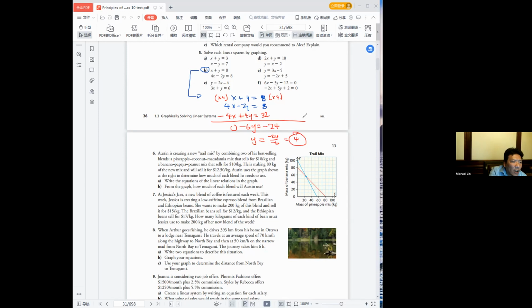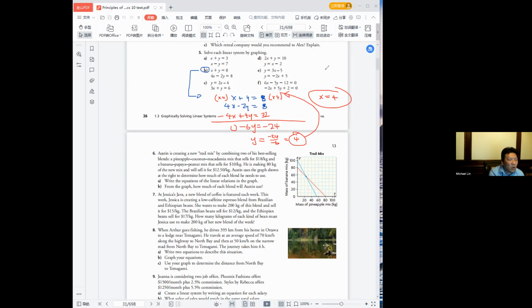Now that I solved y equals 4, we can plug it back into the first equation or the second equation, and we end up with x is equal to 4. Now, when you have time on the test, you should always check your solutions. So 4 plus 4 is 8, that's correct. 4 times 4 minus 2 times 4 is 8, that is also correct. So therefore, I know (4, 4) is the correct point of intersection between these two lines.